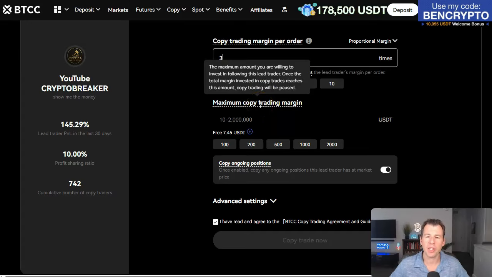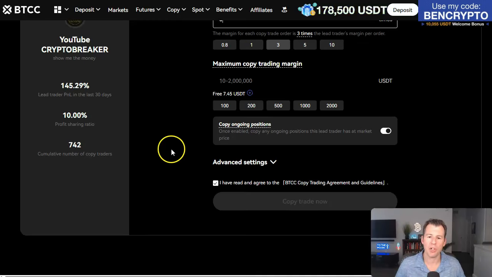Max copy trading margin. That's the maximum you want to invest in all of the trades of that lead trader. So if you put it at like $10,000, it means if you have $10,000 in currently open positions copying that lead trader, then you're not going to take any more trades. So if they start opening trades after that, and then you haven't closed any of the original positions, you are not going to copy trade those.